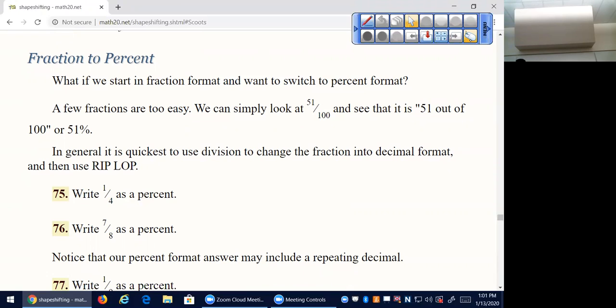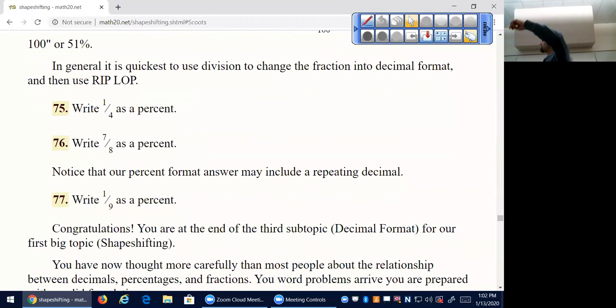Maybe we luck out and they gave us one that has 100 in the denominator. And of course, 51 over 100 is 51%. That's what percent means, out of 100. But no one's ever going to be that nice to you, give you one with 100 as a denominator already. So the best way to do these is to take the fractions and make them a decimal first and then do RipLop, because RipLop is so fast.